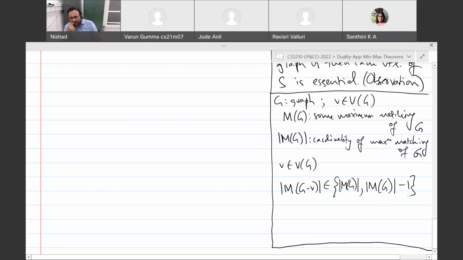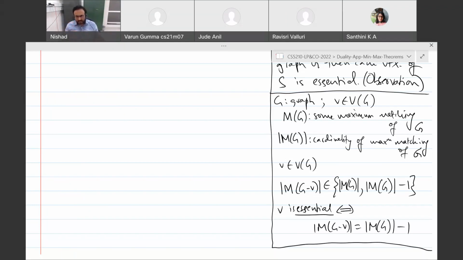Okay? And observe that a vertex V is essential if and only if it goes down by 1. And if it remains the same, then that is an inessential vertex. So that's another way to think about an essential vertex or an inessential vertex. All right? We'll find both of these viewpoints useful.